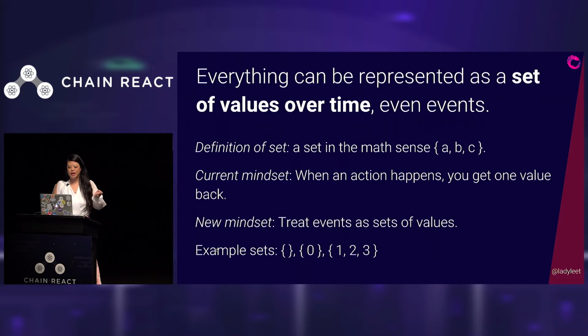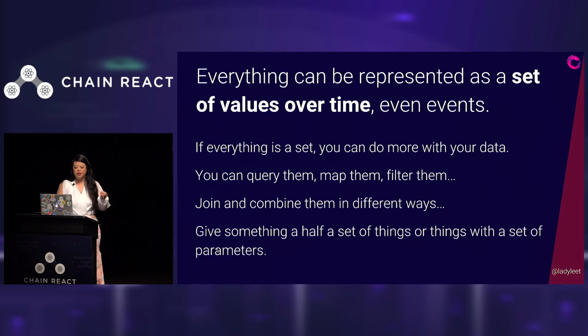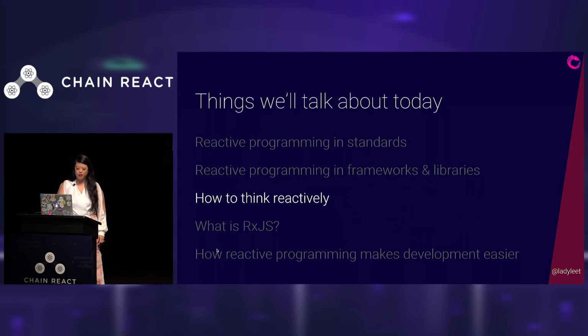When I say set of values over time, I mean set in the math sense, right? The current mindset is, when an action happens, one thing happened. But if you start treating things as sets of values, then all of a sudden you can do really cool things with your data. Examples of sets could be an empty set, a set of 0, or just a regular set. If everything is a set of values, then you can query it, map it, filter it, and join and combine it in different ways. You can give something half a set of things, or get something with a set of parameters. Life becomes awesome. Hopefully that helps you start thinking reactively and in streams. But then it gets exciting, because now we can talk about what on earth RxJS is.